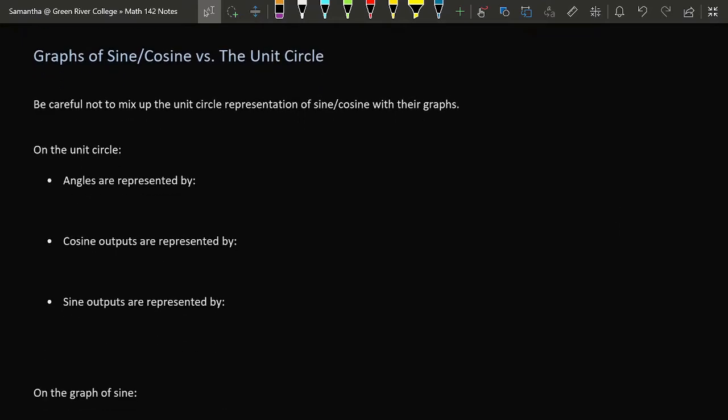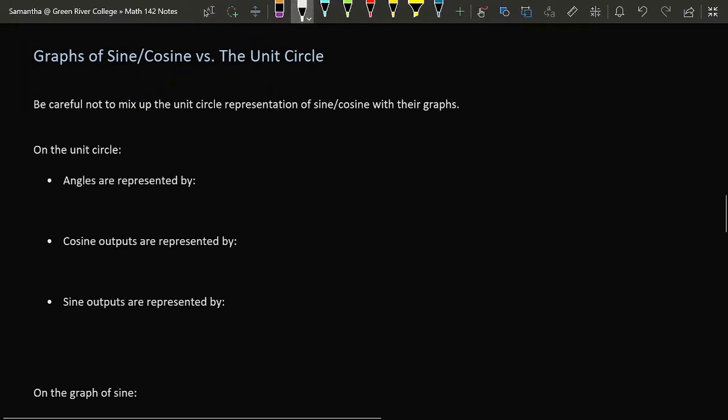Now, one of the trickiest things about getting started working with the graphs of the sine and cosine functions is that there's a big difference between the graphs of these functions and how they are represented on the unit circle. Both of them are ways of visually representing sine and cosine, but they are fundamentally different representations.